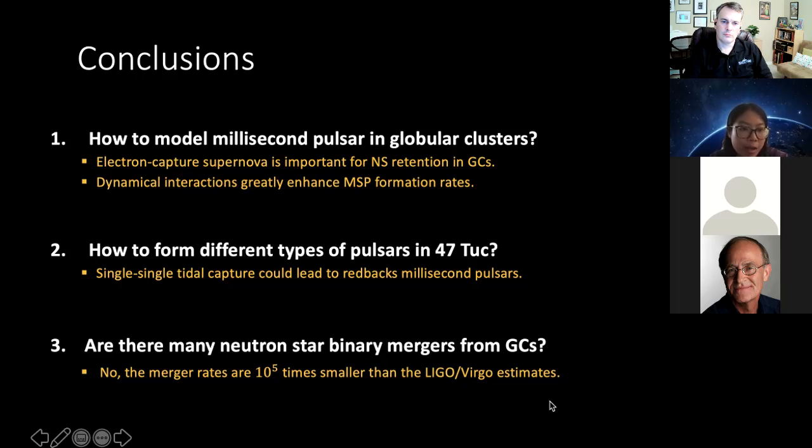And last but not least, there are not many neutron star binary mergers from globular clusters, and the merger rate is about 10 to the 5 times smaller than the LIGO-Virgo estimates. And that's my talk.